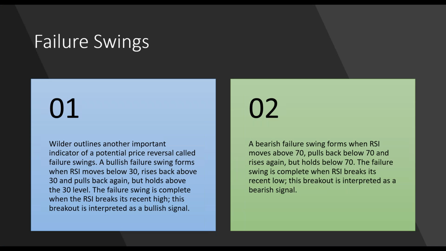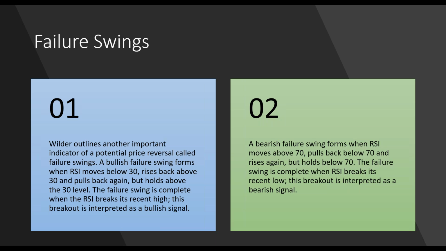Now, failure swings are the last of these examples we're going to talk about. And a failure swing is a very important thing. Remember when I was telling you if price got to the 70 level but wasn't able to break above it, or down to the 30 level but couldn't break through it? Wilder outlines another important indicator of potential price reversal called failure swings. A bullish failure swing forms when RSI moves below 30, rises back above 30, and pulls back again, but holds above the 30 level. The failure swing is complete when the RSI breaks its recent high. This breakout is interpreted as a bullish signal.